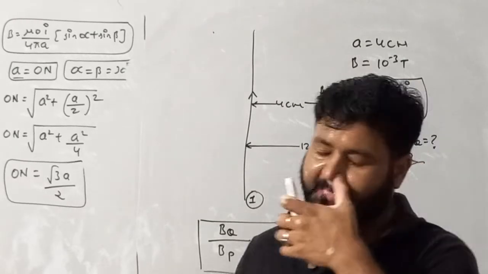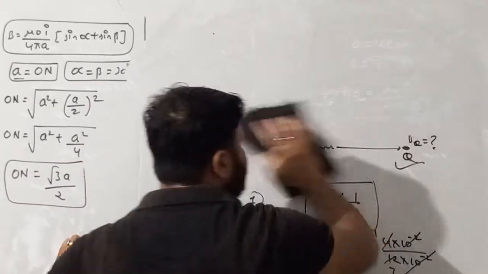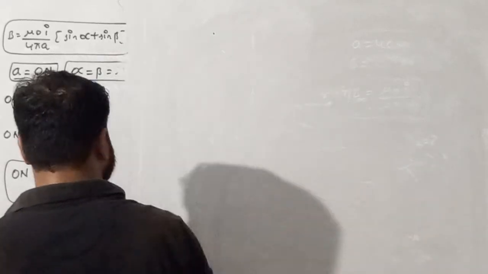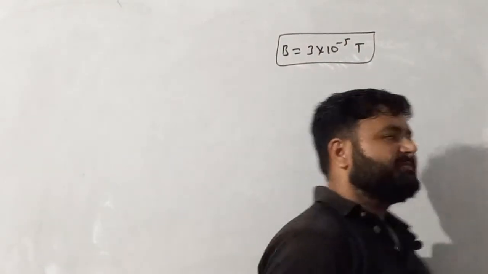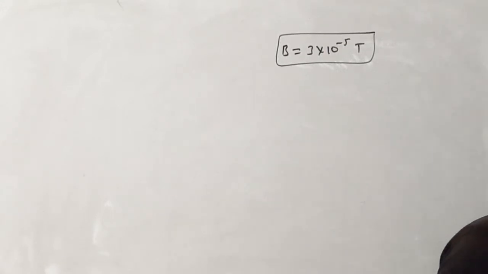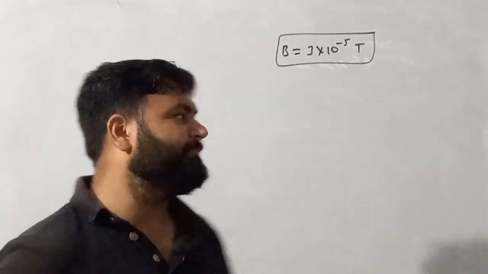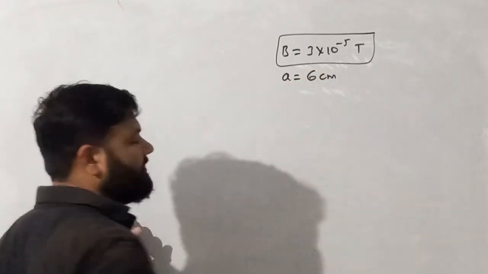What current must flow in an infinitely long straight wire to give a magnetic field of 3 into 10 raised power minus 5 Tesla at a distance 6 centimeter from the wire?